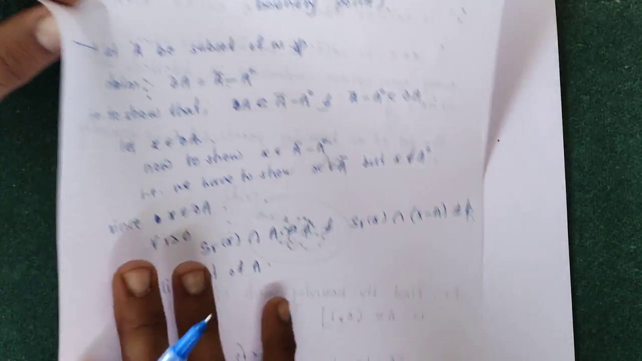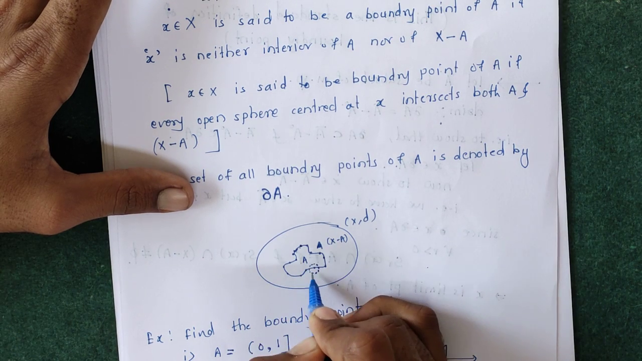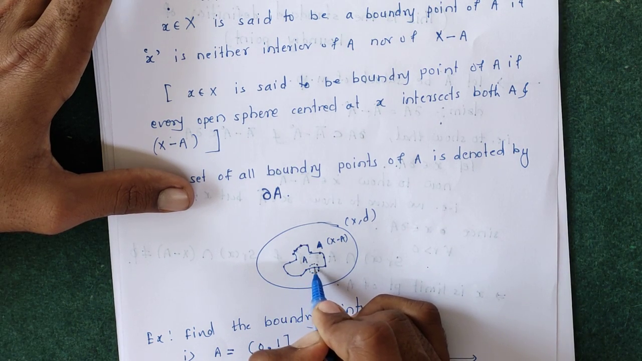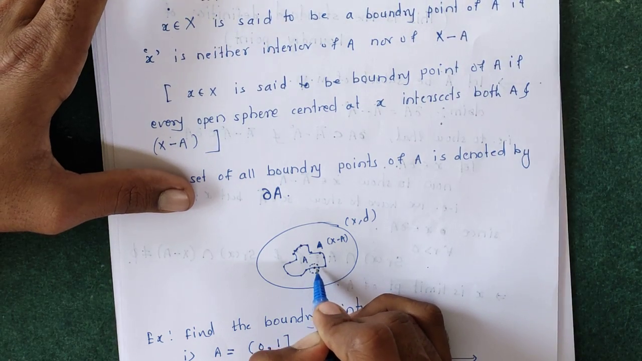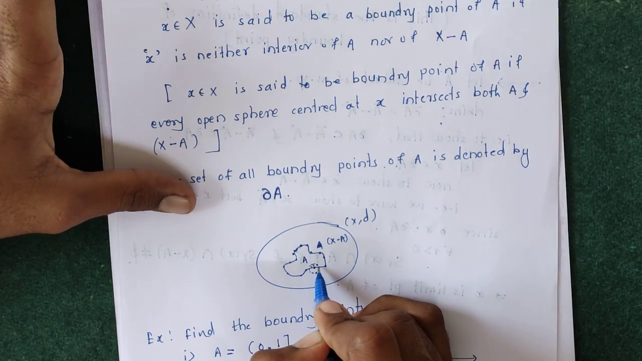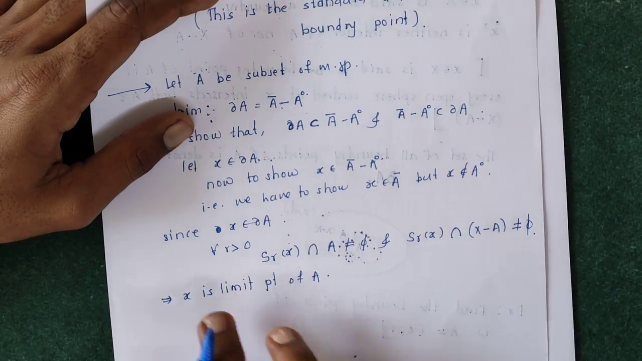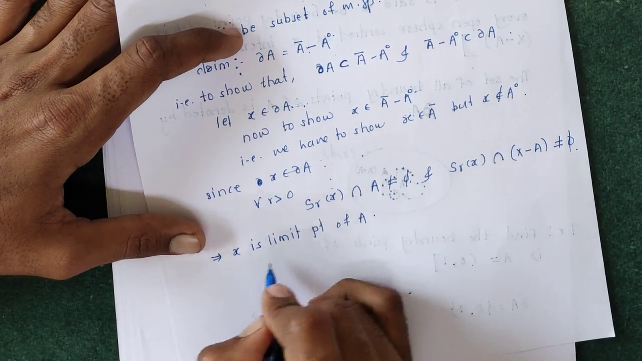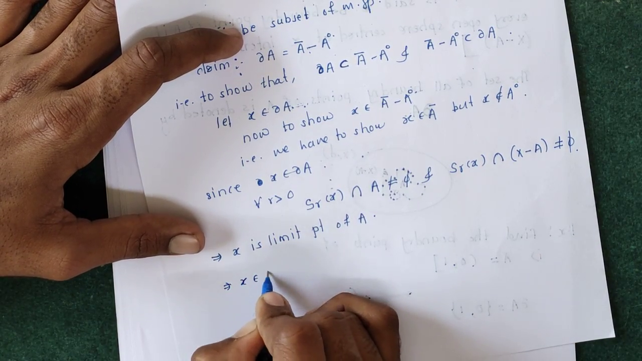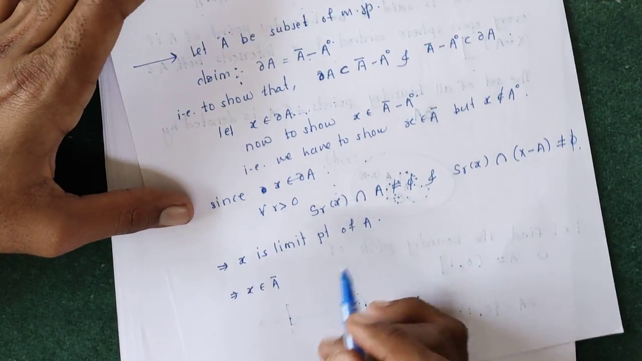We can clearly see that from the previous diagram: if we draw the open sphere at any boundary point, then that open sphere intersects A. Even if we subtract the center from the open sphere, some elements of that open sphere still intersect A. So here x is a limit point of A. X is a limit point of A means x belongs to A closure, because A closure means A union limit points of A. So x belongs to A closure.